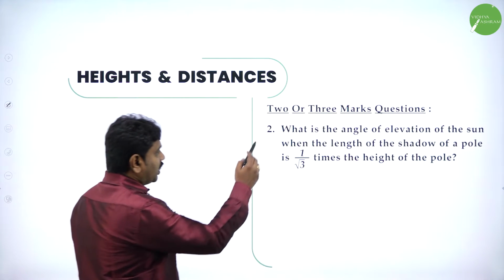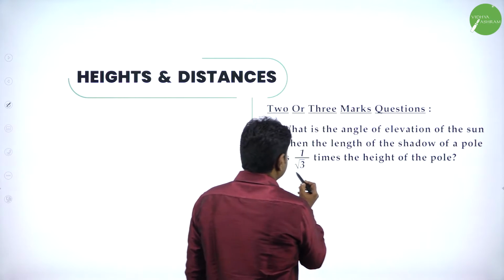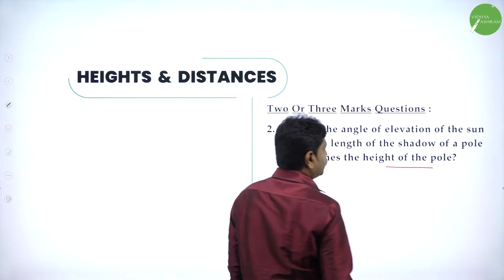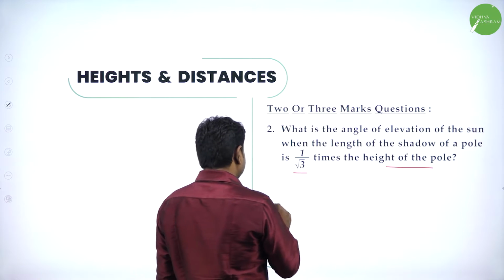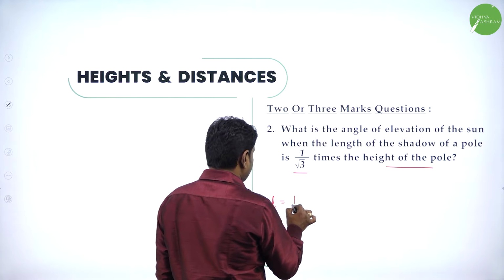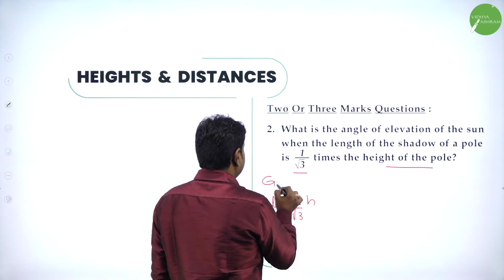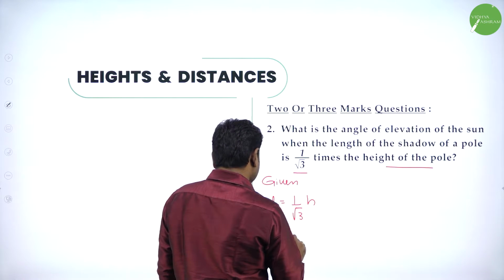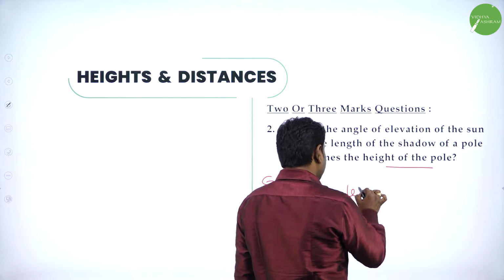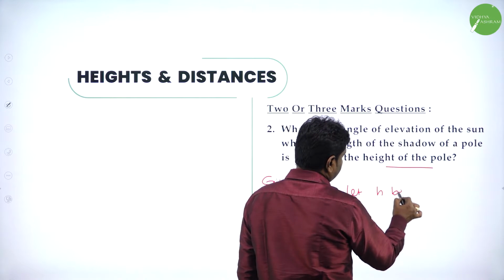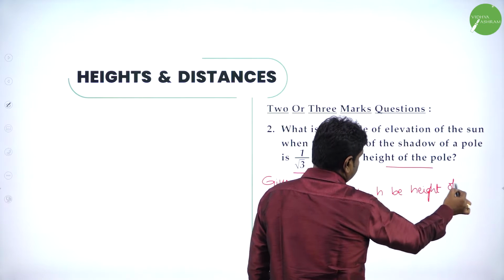Further, what is the angle of elevation of the sun when the length of the shadow from a pole is 1 by root 3 times the height of the pole? Length of the shadow is 1 by root 3 times the height of the pole. So they gave length of the shadow. So let L be the length of the shadow, which is 1 by root 3 times height of the pole. This is given, and they are asking you to find the angle of elevation. So before starting any problem, consideration, let H be the height of the pole. So we'll assume a height of the pole.